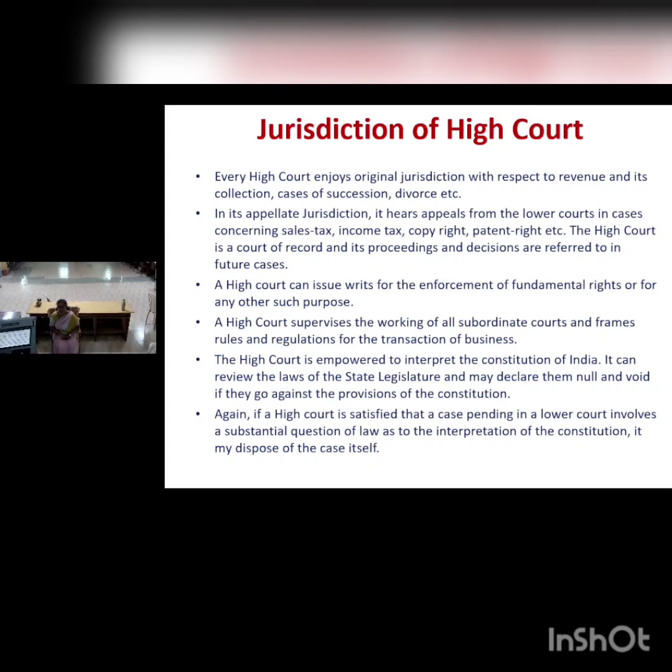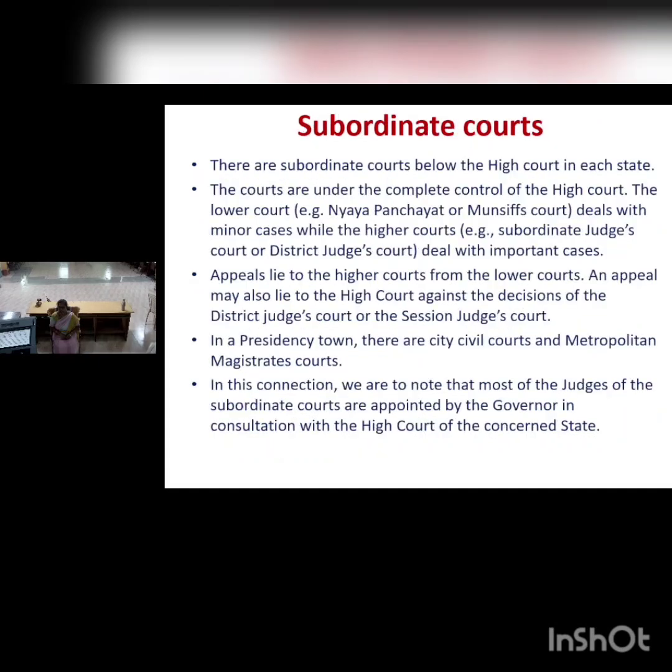It can review the laws of the state legislature and may declare them null and void if they go against the provisions of the Constitution. Again, if a High Court is satisfied that a case pending in a lower court involves a substantial question of law as to the interpretation of the Constitution, it may dispose of the case itself.